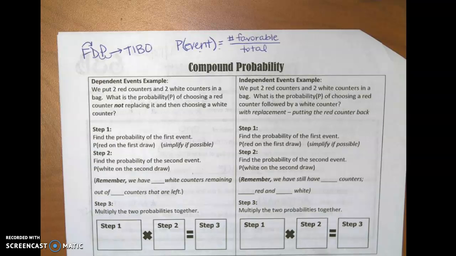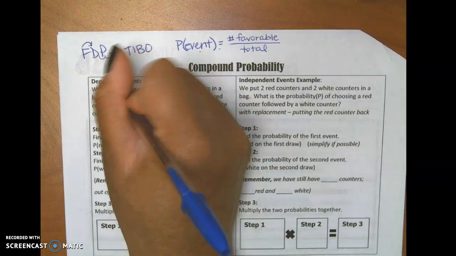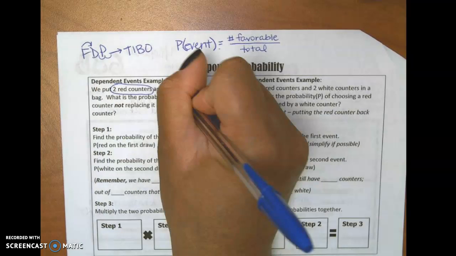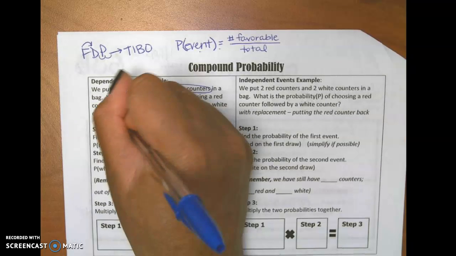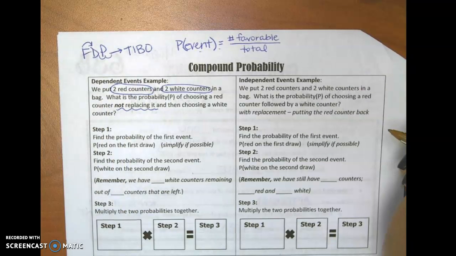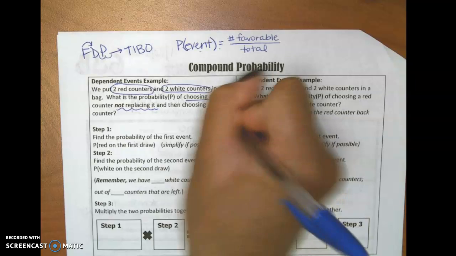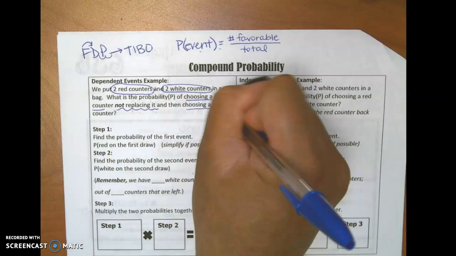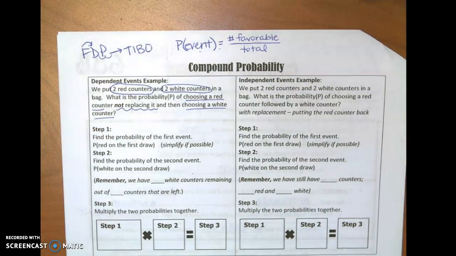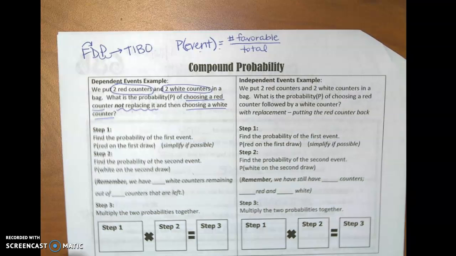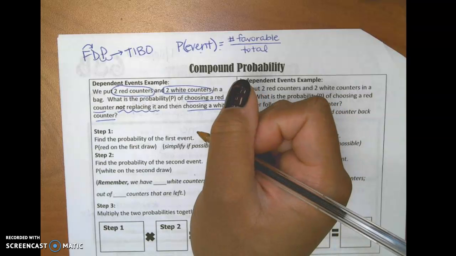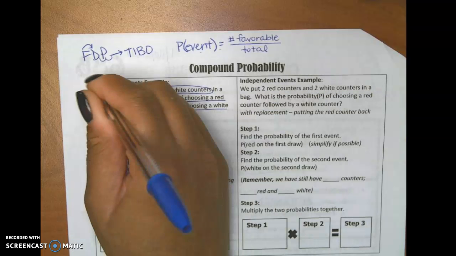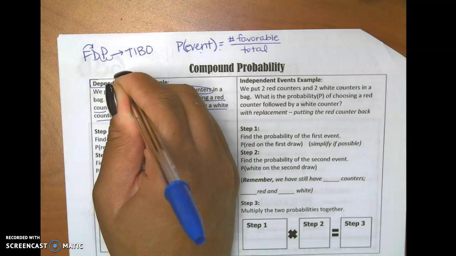Okay, dependent event example. We put 2 red counters and 2 white counters in a bag. What is the probability, P, of choosing a red counter, not replacing it, and then choosing a white counter? So I want red first and then white. What's my total at first? Yes, it is. That is correct. So this is definitely dependent. That's why they have this written up here.